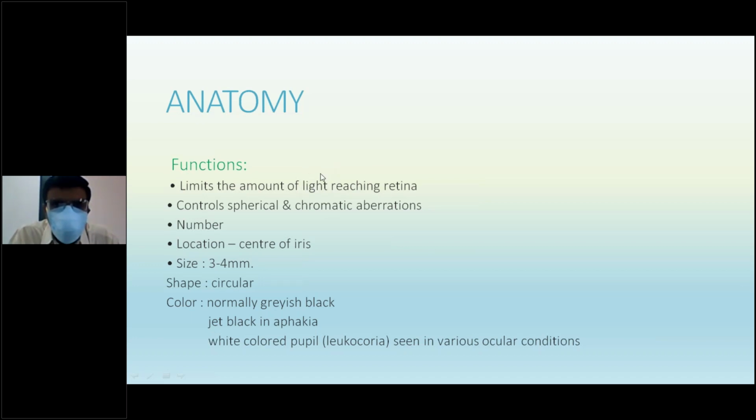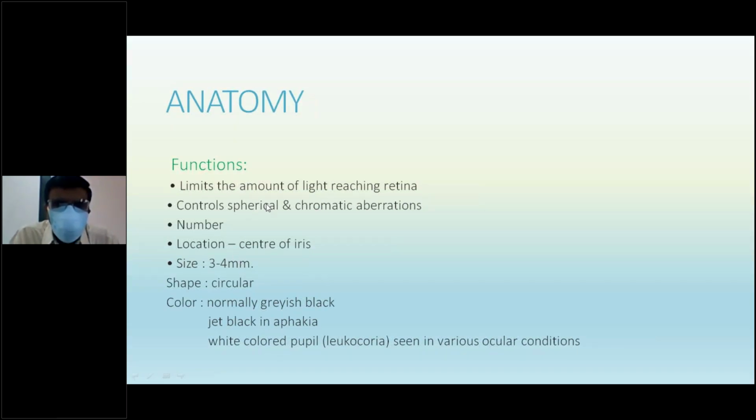So if the pupil is dilated by mydriatics like atropine or homatropine, what will happen? There will be severe glare. You cannot see in daylight. You cannot ride a bike or drive a car. That is the most important problem if the pupil is dilated. The amount of light entering is very high, so it is not controlled. There will be difficulty in seeing bright light if it is dilated. So the most important function is that it limits the amount of light reaching the retina.